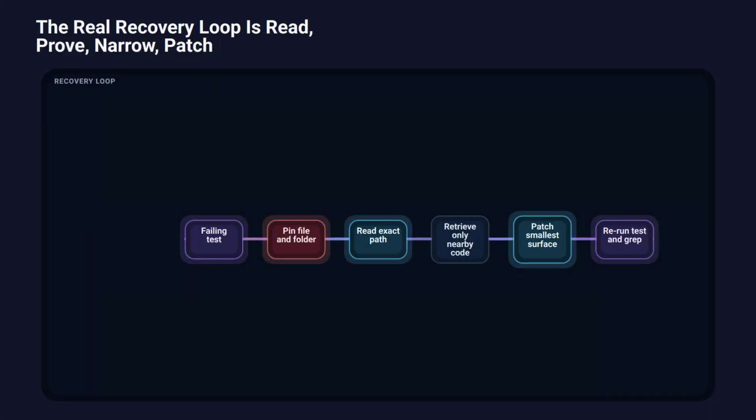This is the large repo Cursor loop I want people to remember. Start from the failing test, pin the file and folder, read the exact path, retrieve only the nearby code, patch the smallest surface, and then rerun the same verification. If the patch fails, you do not restart from a broad natural language prompt. You go back to the failing proof and tighten again. That loop is much more reliable in a big codebase than a generic ask like fix the checkout timeout bug. It keeps the session grounded in evidence instead of confidence.